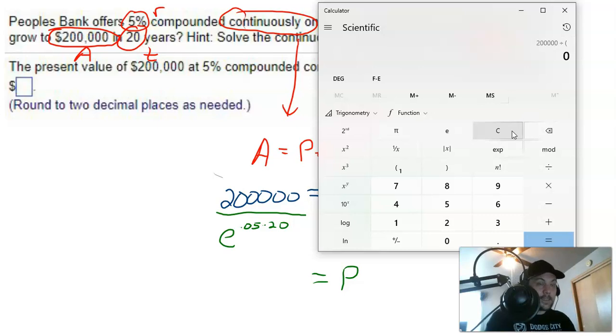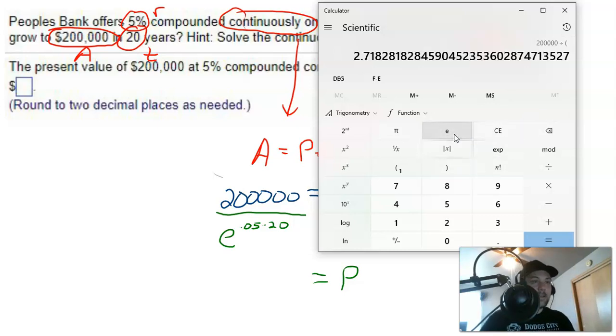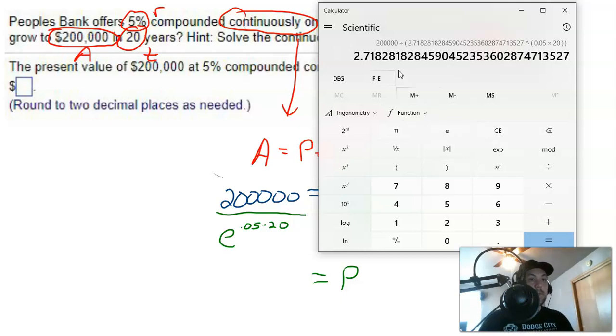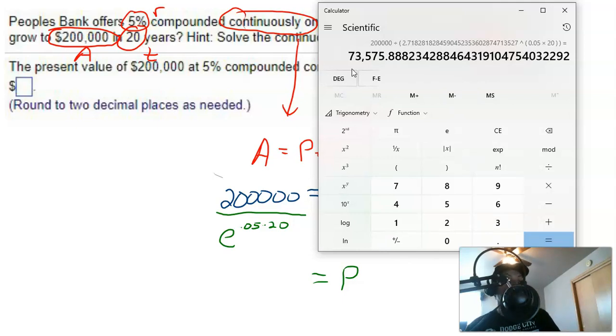Okay. So parentheses, E. I'm sorry, this video is already going on too long. To the power of parentheses, 0.05 times 20. Close the parentheses on the exponent, and then close the parentheses for the denominator. And this should give me the right answer. And so if we want to have $200,000 in 20 years, we would have to invest $73,575.89 today. And then in 20 years, we'd have $200,000 if we didn't take any money out in the meantime.